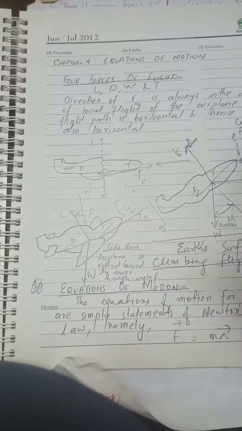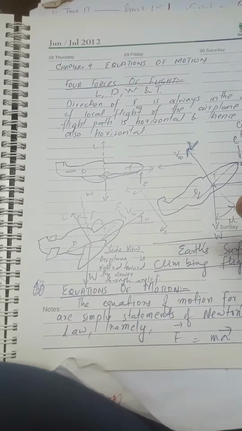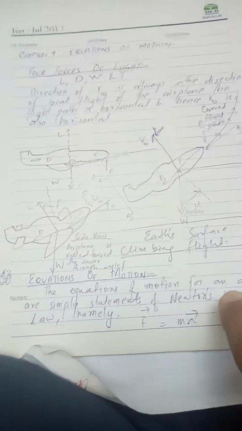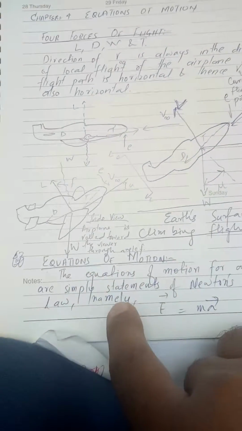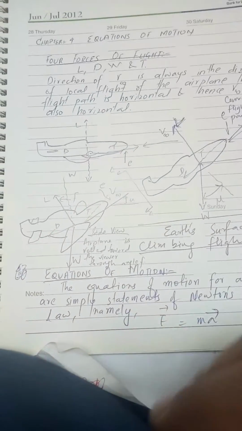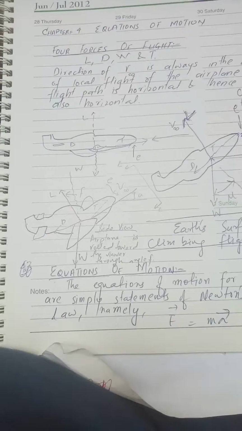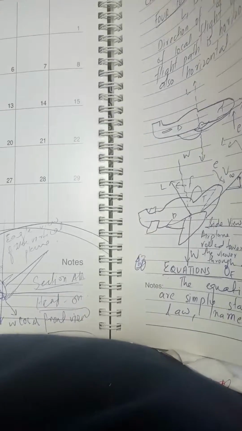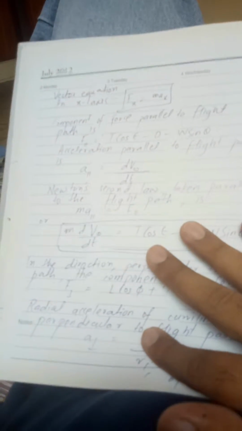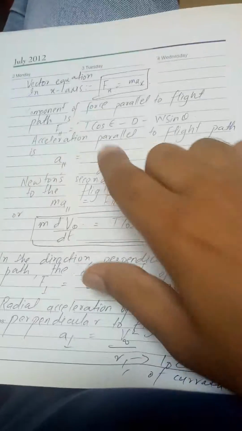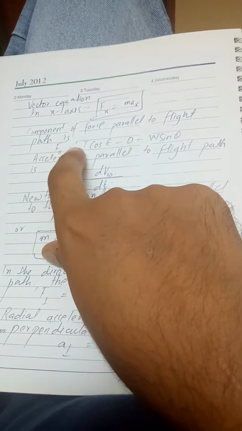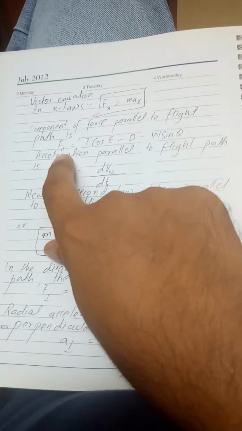When we have the plane in horizontal flight, let's see what we can explain in terms of theory. The equations of motion for an airplane are simple statements of Newton's second law, because these equations are derived from Newton's second law, which is F equals m a. It is a vector equation, and in the x-axis it is Fx equals m ax. The component of force parallel to the flight path is this, the component of force which is parallel to this.